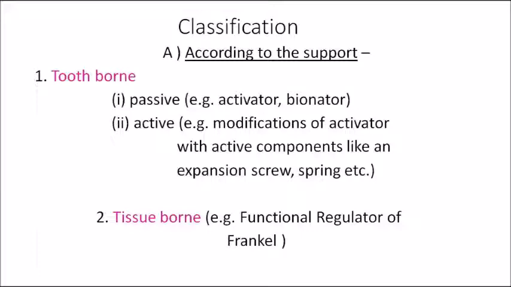Exclusively, it is deriving its support and attachment from the soft tissue of the orofacial region. An example for this is the functional regulator of Frankel. So, Frankel regulator is a tissue-borne myofunctional appliance, whereas tooth-borne myofunctional appliances are activator and bionator, which are passive tooth-borne appliances, and when they get incorporated with some active components, they become tooth-borne active appliances.